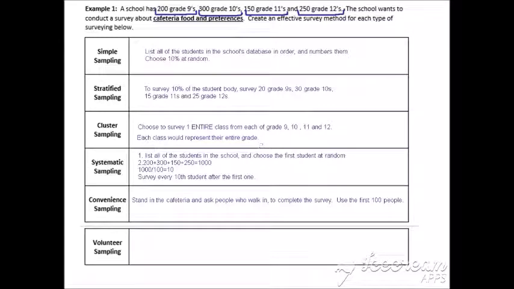And last, volunteer sampling. Okay, what you can do is put a ballot box, or you can put the surveys in the caf or in the forum, whatever you want, and have students go up and fill out the survey if they choose to.